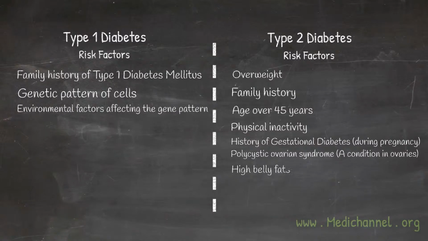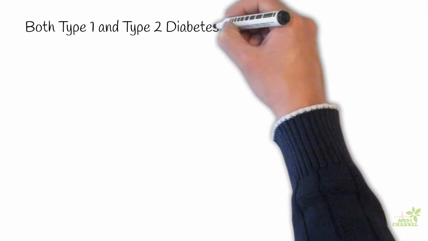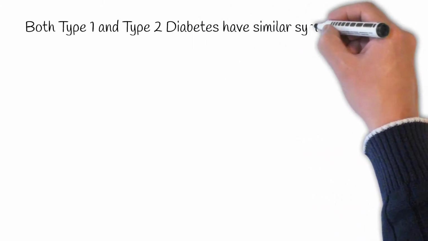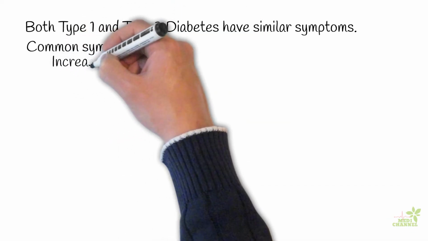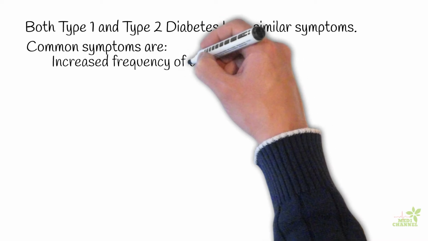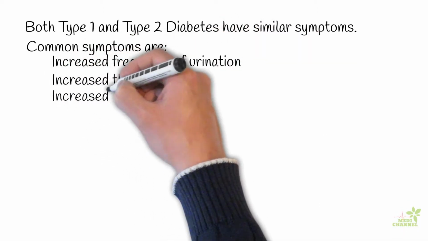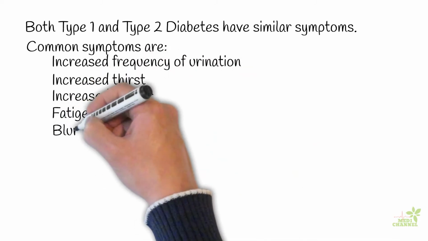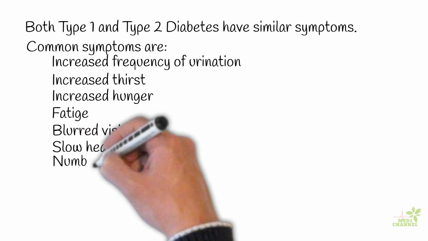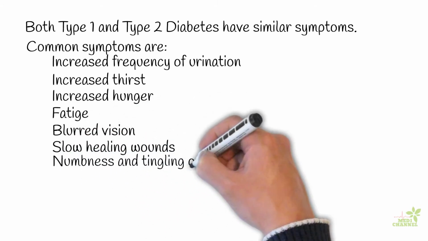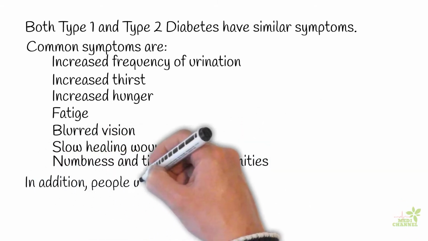Let's find out symptoms of diabetes. Both types of diabetes have common symptoms due to excess sugar in the blood. Those common symptoms are: increased frequency of urination, increased thirst, increased hunger, fatigability, blurred vision, wounds not healing quickly and properly, numbness and tingling of hands and feet. In addition to the above symptoms, people with type 1 diabetes may experience irritability, excessive weight loss or weight gain, and mood changes.